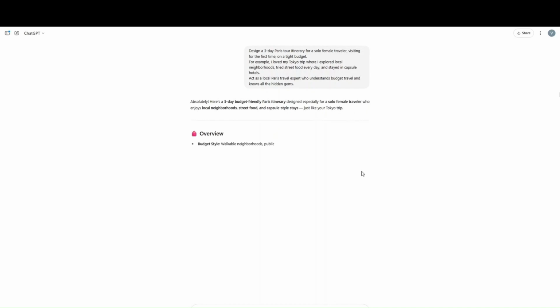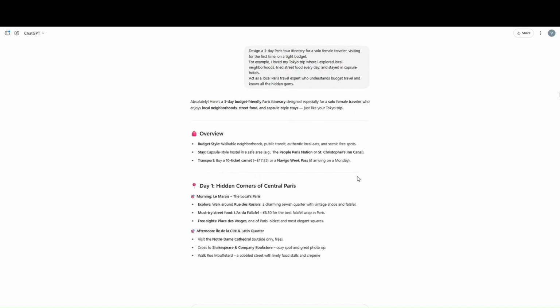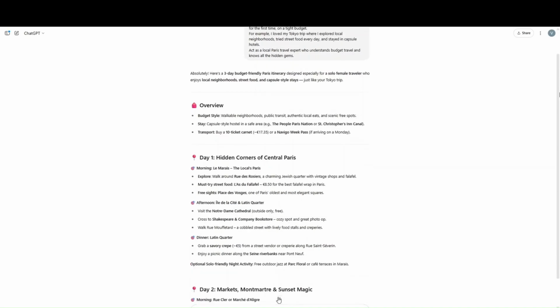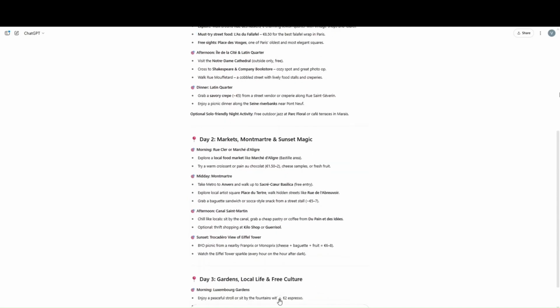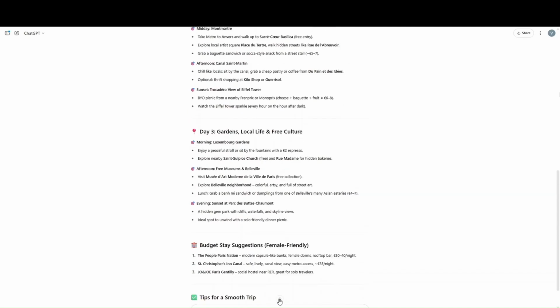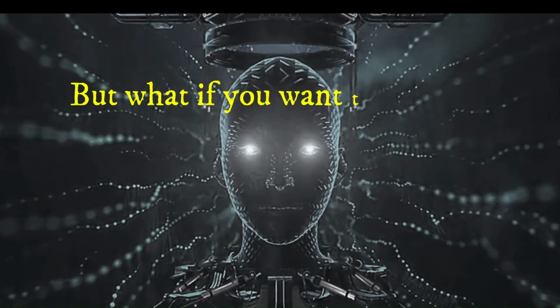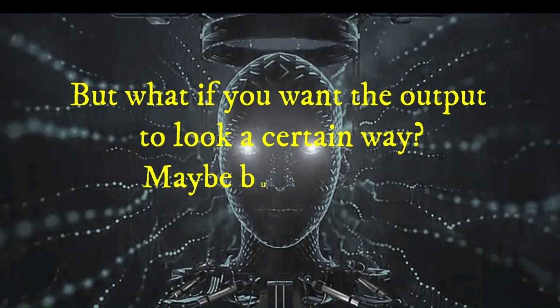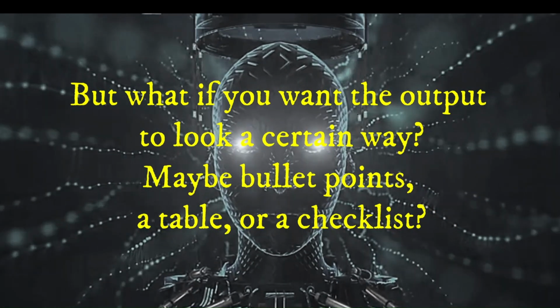Suddenly, the response feels like it's coming from someone who lives there, not just a data-trained bot reciting tourist traps. Because let's face it, data robots don't know where to find the best crepe cart tucked behind a flea market. Now, it sounds like you're getting advice from someone who's been there, lived it, loved it. But what if you want the output to look a certain way? Maybe bullet points, a table, or a checklist? Let's talk about that in the next block.